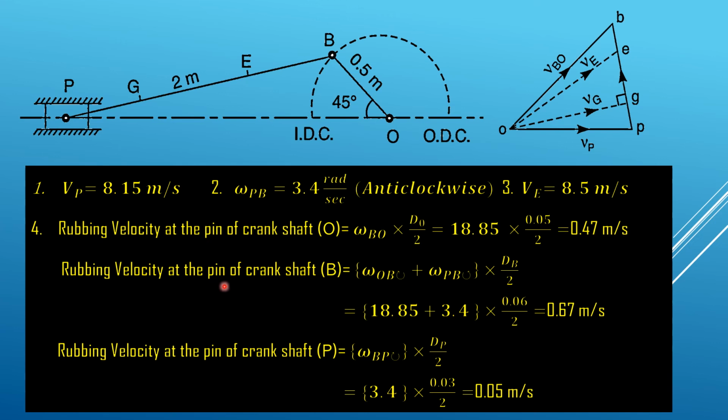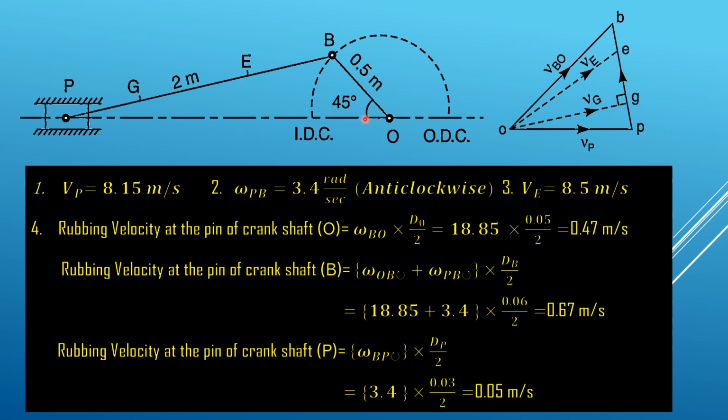Now the relative velocity at the pin of the crankshaft. So at the crankshaft B, we have the pin. So we have to find the rubbing velocity at that point. There are two links associated with this B point, that is BO and BP. So with respect to that point, we have to find out the omega of this PB link and then omega of this BO link. Now let us see how to find out this omega PB. Already we have found this omega PB into the anticlockwise, that is 3.4. So omega PB we can put here as 3.4, into the anticlockwise direction. This way we can mark it here.